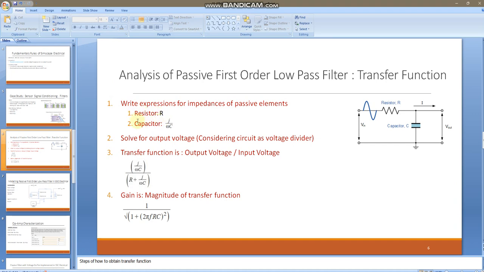Okay, then once you have written down the expressions for these impedances, then you can solve for the output voltage. And how do you do that? Upon some careful observation, you must be able to see a voltage divider within this whole circuit. So the circuit consists of two passive elements connected in series.